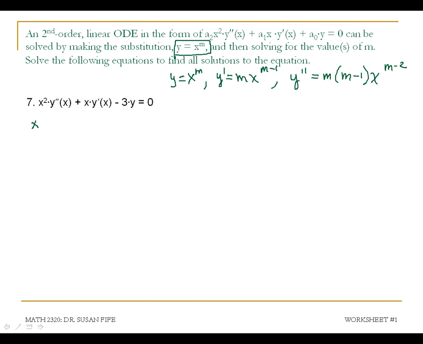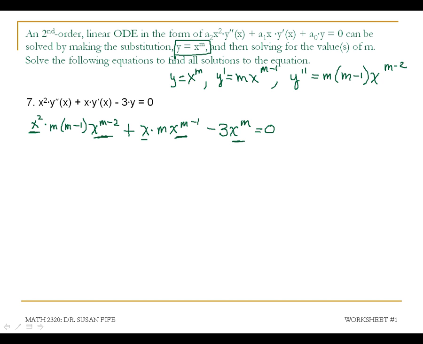so that we get x squared times the second derivative, m times m minus 1, x to the m minus 2, plus x times the first derivative, which is m x to the m minus 1, minus 3 times y, 3x to the m, equals 0. And again, we want to start by combining the x terms together. And when we combine these x terms, they're going to become x to the m. So we'll get an x to the m in each term.